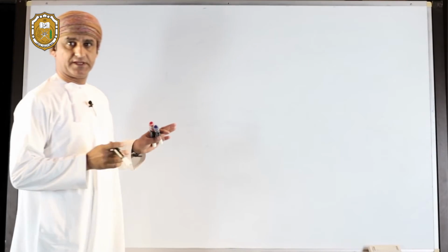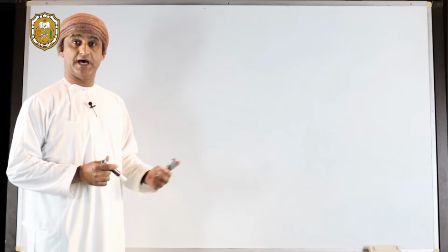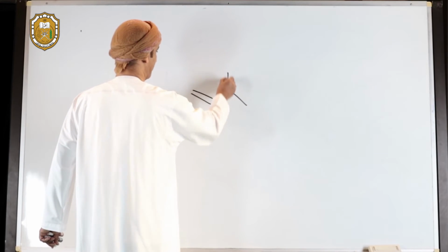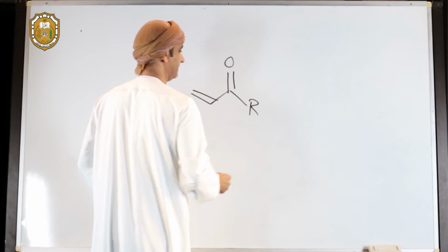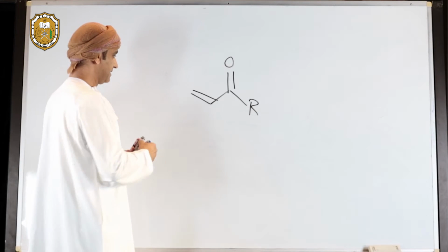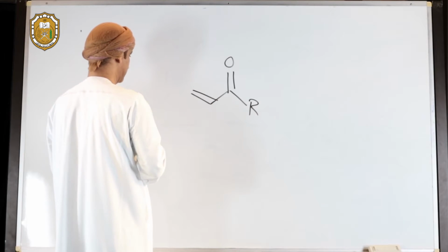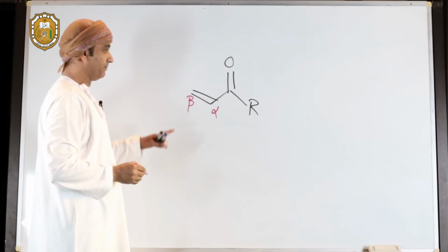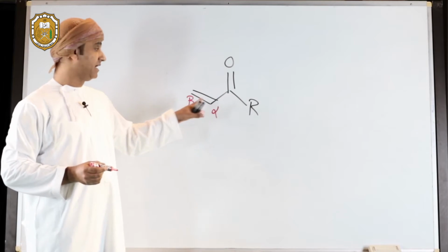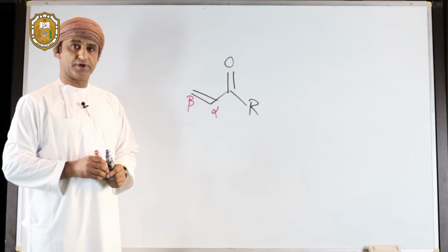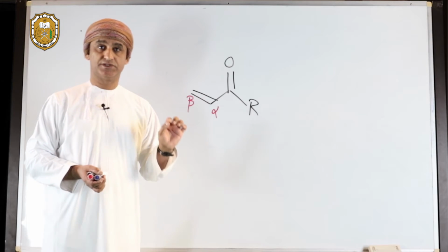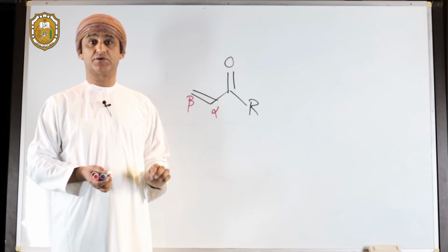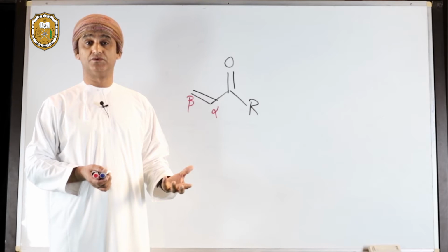So let's draw the structure again of an alpha beta unsaturated carbonyl compound. So something like that is correct. It's actually an alpha beta unsaturated carbonyl compound, or alpha beta unsaturated ketone, specifically if R is an alkyl group. Now, certain nucleophiles do 1,2 addition and other nucleophiles do 1,4 addition. In general, strong nucleophiles or hard nucleophiles such as organolithiums or organomagnesium reagents or Grignard reagents favor 1,2 addition.